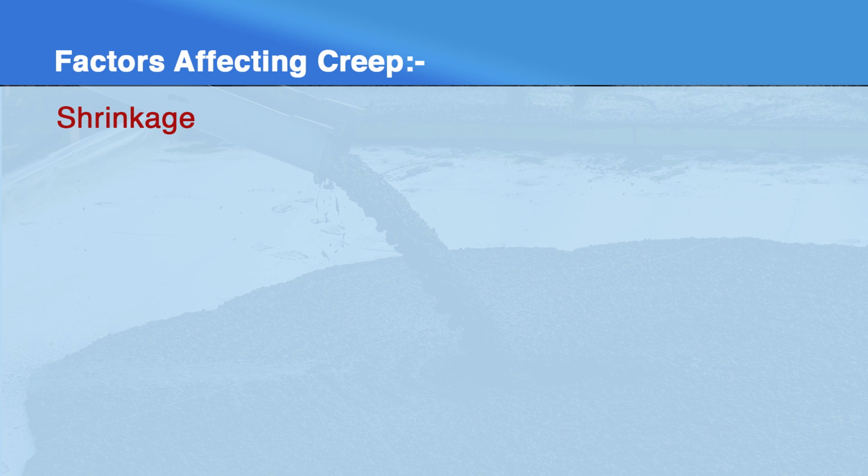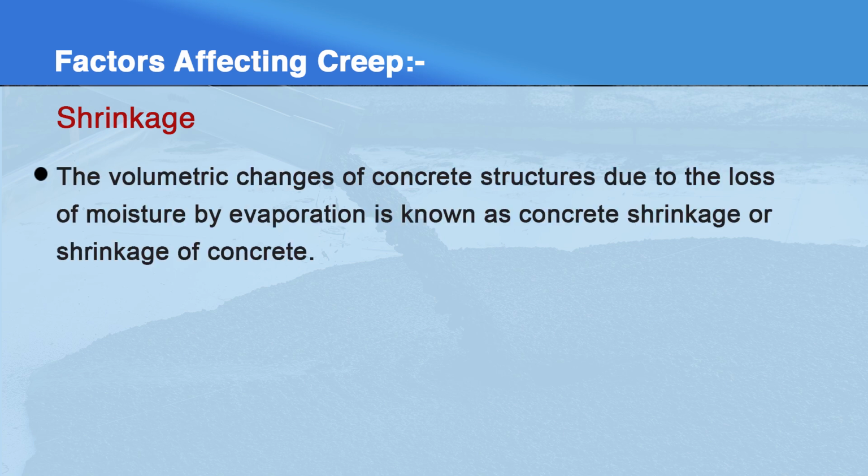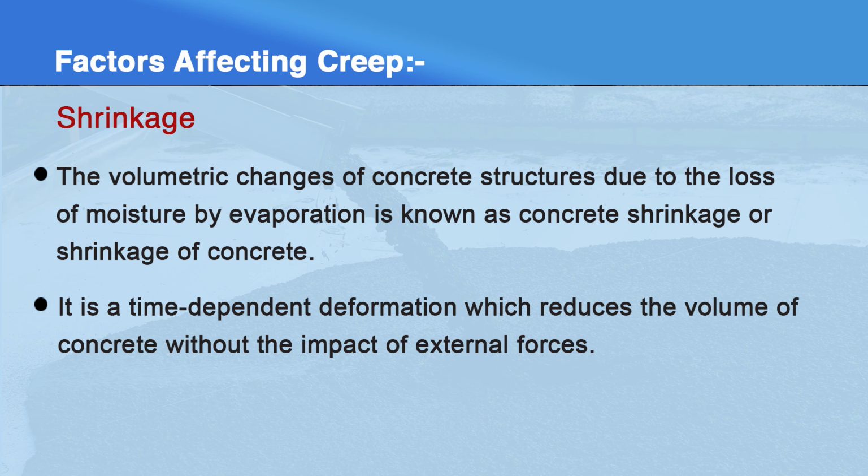Next property is the shrinkage. The volumetric change of a concrete structure due to loss of moisture by evaporation is known as concrete shrinkage. So, because of the loss in moisture, the concrete will be changing its volume and the volume will become less. So, it is called the volumetric change or shrinkage. This also is a time dependent deformation. This will reduce the volume of concrete without the impact of external forces.